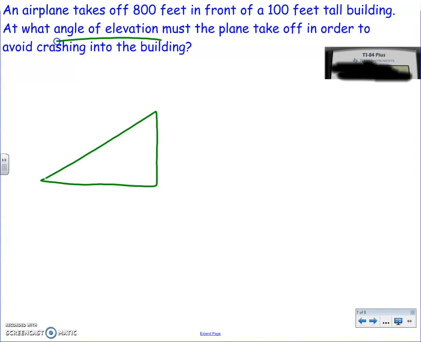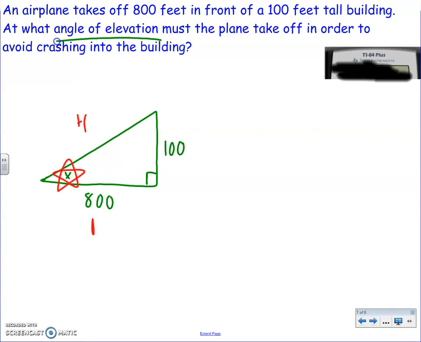All right, we're trying to find the angle of elevation, so this is x. The plane is 800 feet in front of the building. That's horizontal. And then the building itself is 100 feet tall. All right, so solve for x, where x is our reference angle.